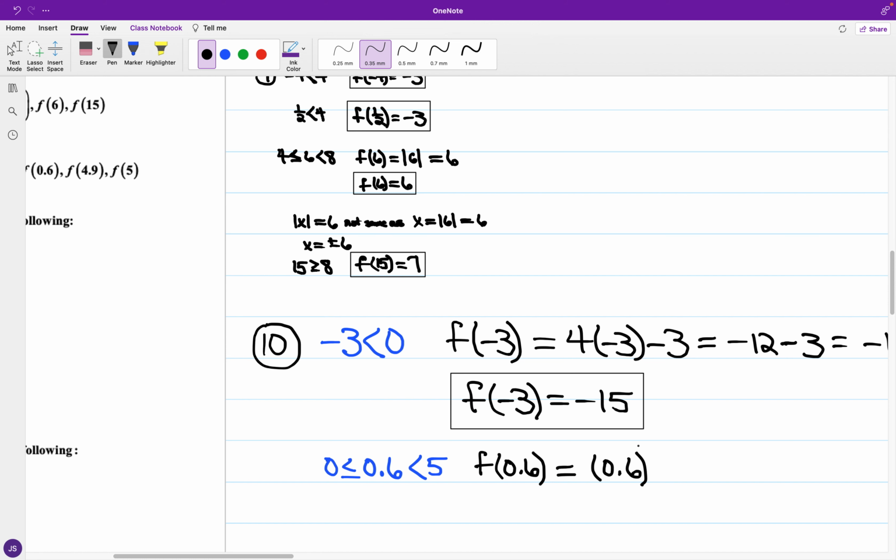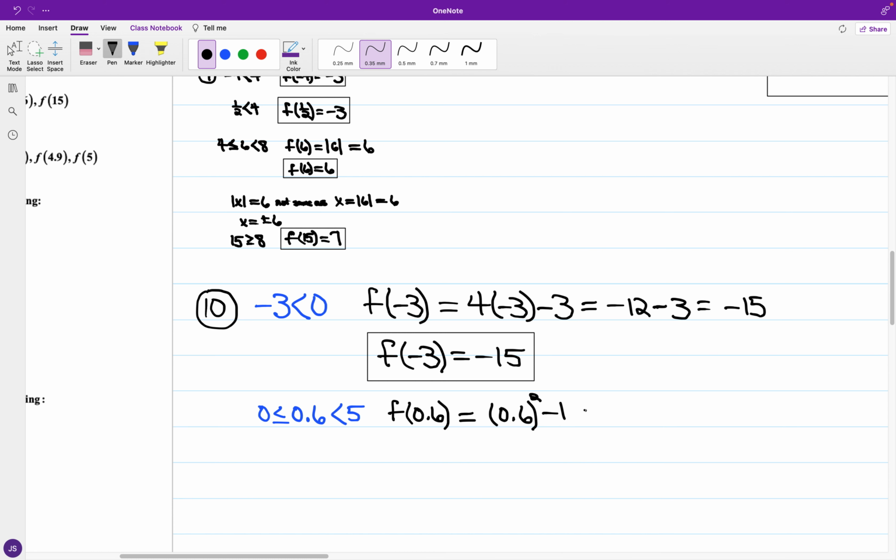In this case, I have 0.6 squared minus 1. So 0.6 squared would be 0.36. So we're coming out to an even smaller value and taking away 1. So you have negative 0.64. So it's going to follow that f of 0.6 is equal to negative 0.64.